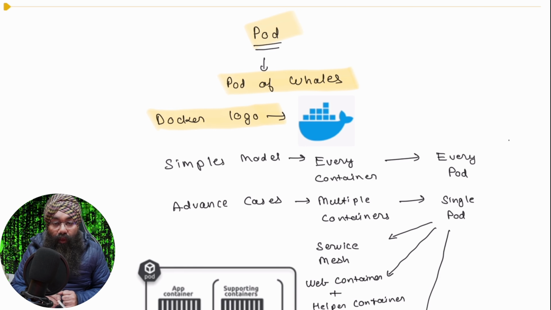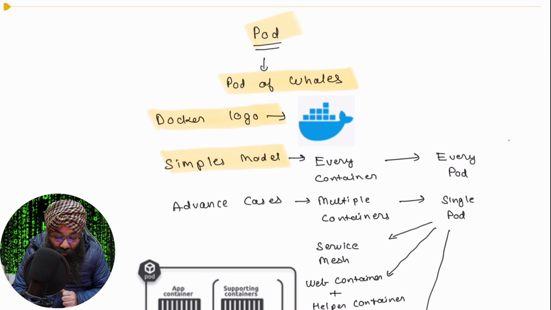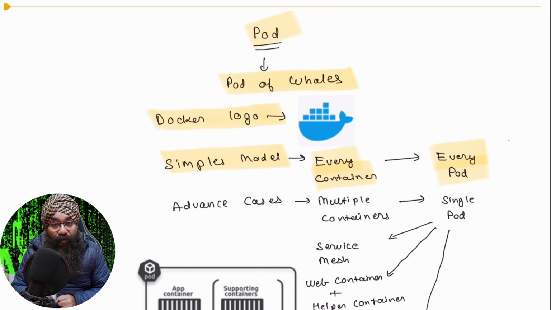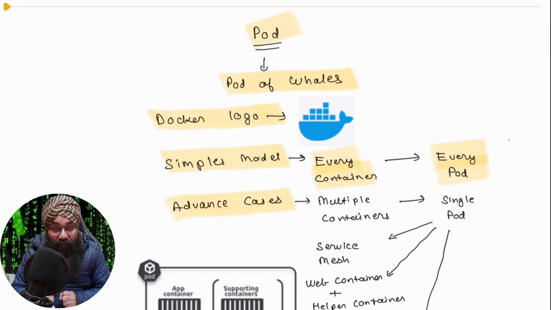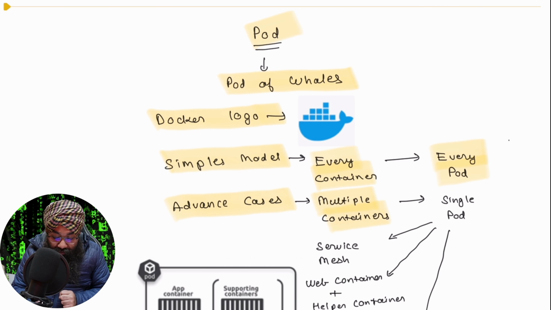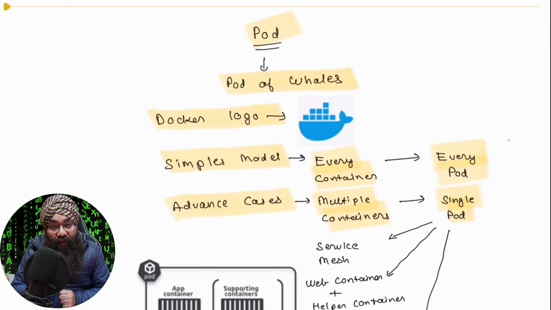Okay. So in a simple model where you are deploying your app using Kubernetes, every container should have its own individual pod. Every container should run in its own pod. But there are some advanced cases as well. In these cases, multiple containers run in a single pod.